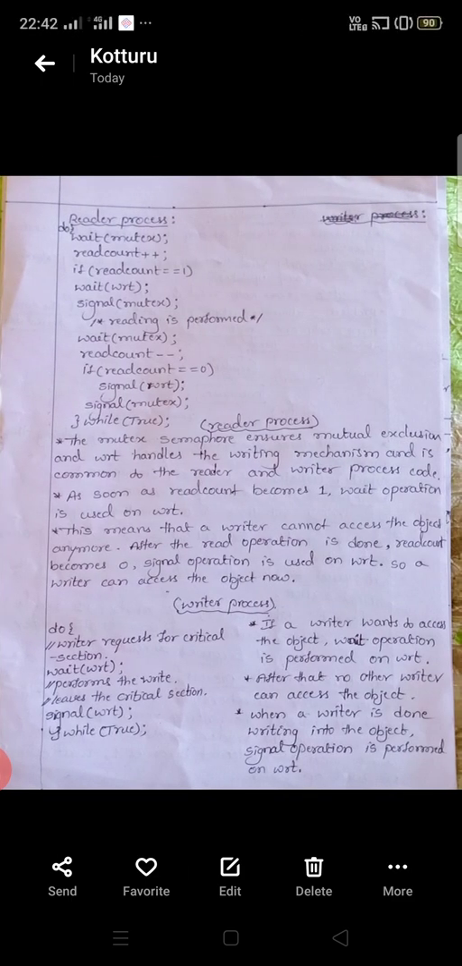And this is the structure of the reader process, and below is the structure of the writer process.